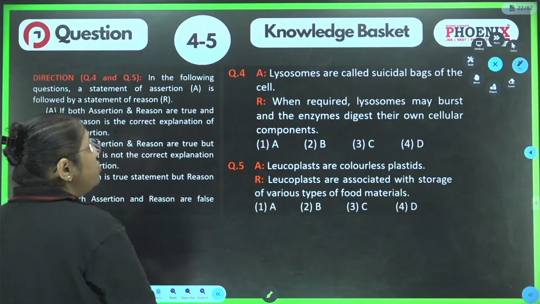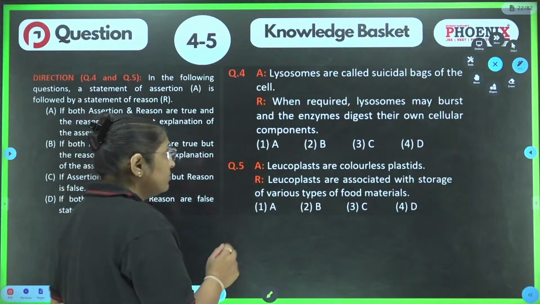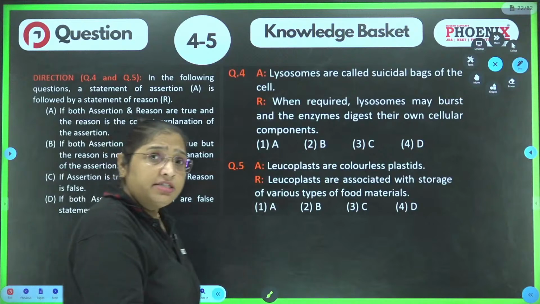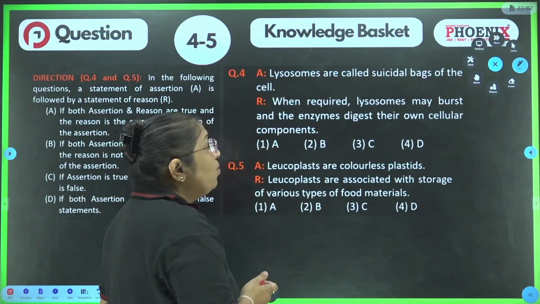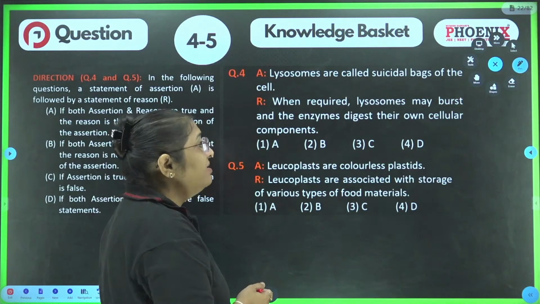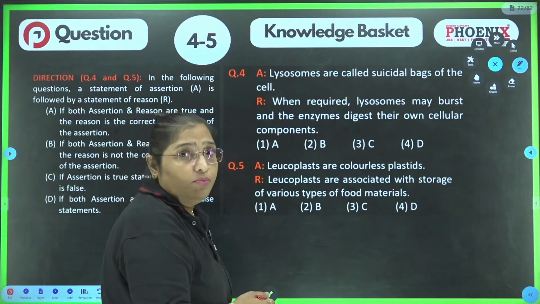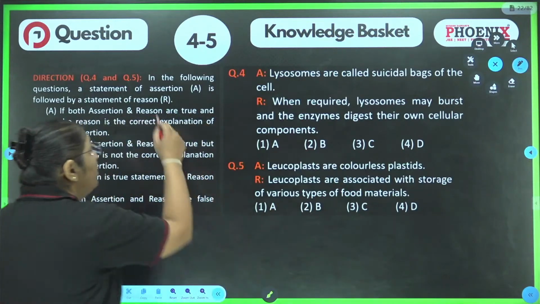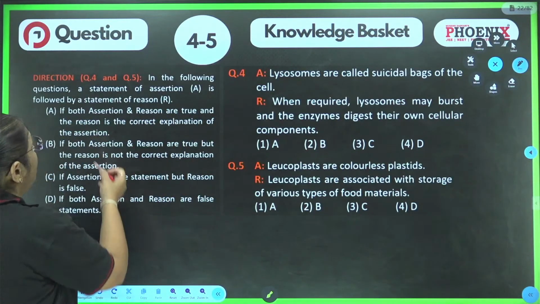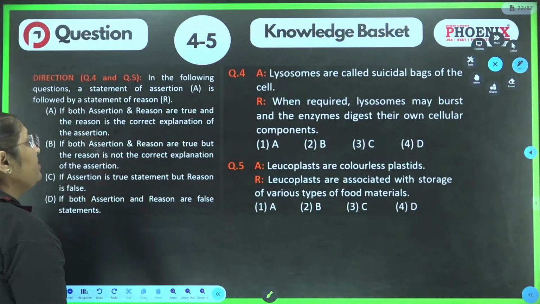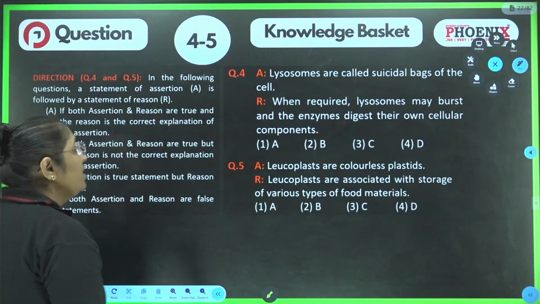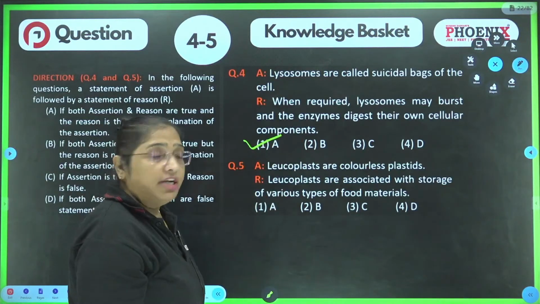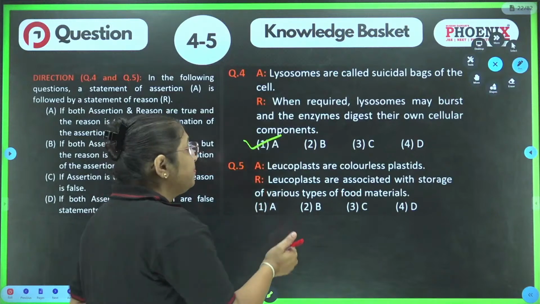Now this is assertion and reasoning. Lysosomes are called the suicidal bag of the cell. Yes, it is correct. When required, lysosomes may burst and enzymes digest their own cellular components. Yes, this is the reason why it is known as the suicidal bag. Here it is given that both assertion and reason are true, and the reason is the correct explanation of the assertion.